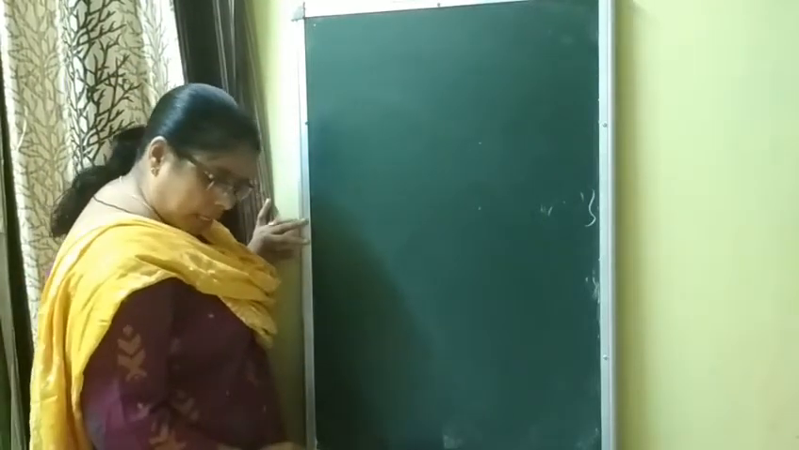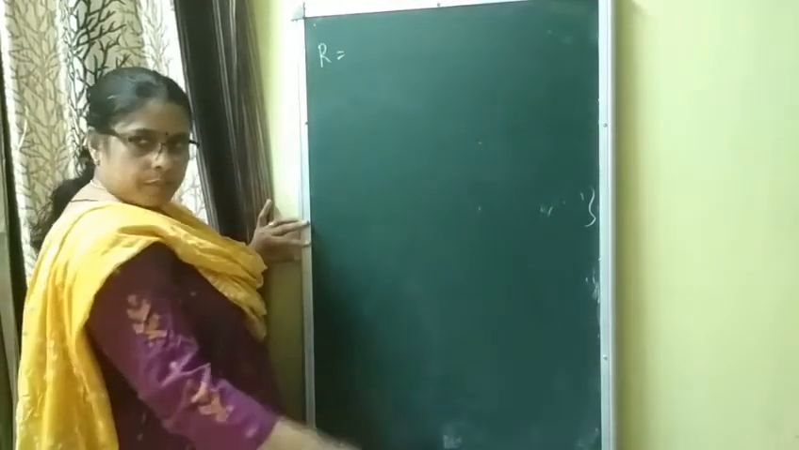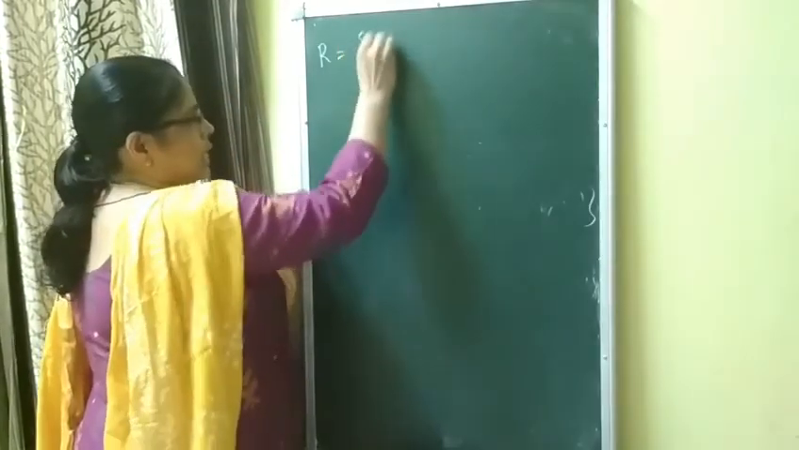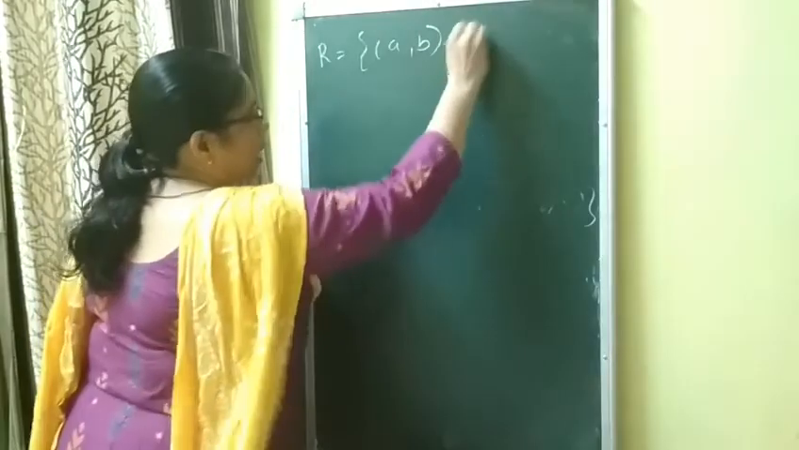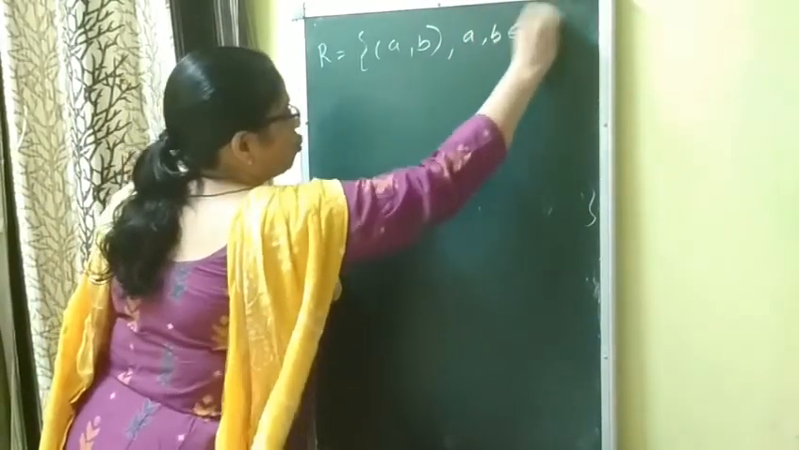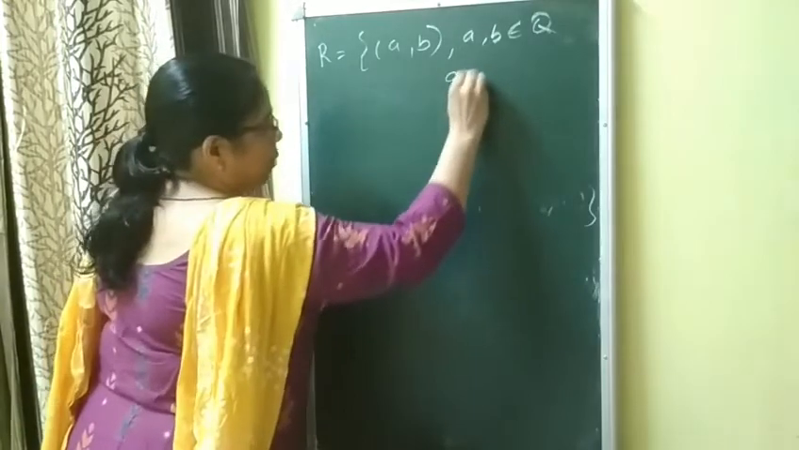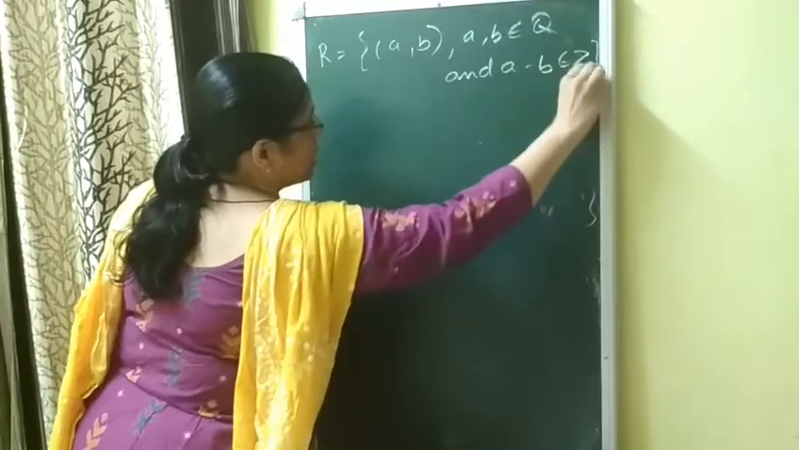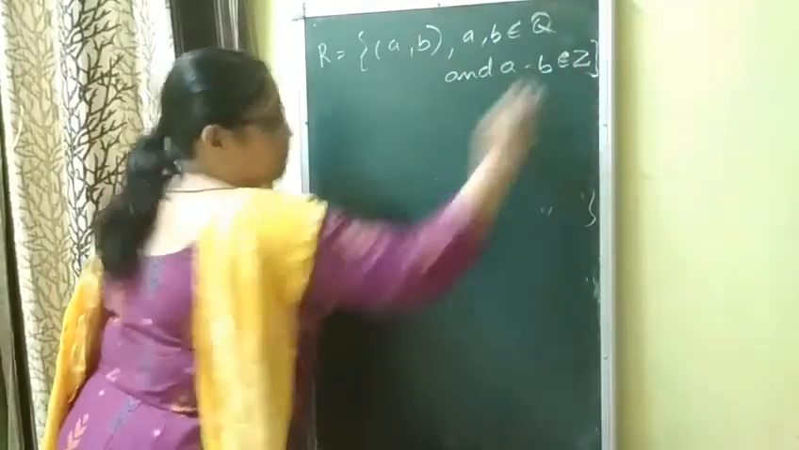Let R be a relation on the set of rational numbers given by R is equal to the set of (a, b) such that a, b belong to Q. Q means set of all rational numbers, and a minus b belongs to Z. What do you mean by Z? Z means set of all integers.